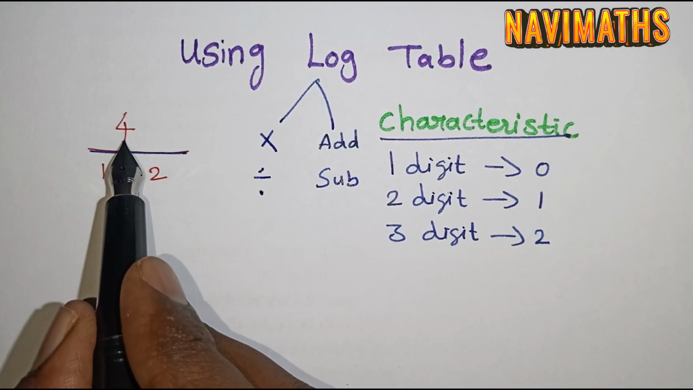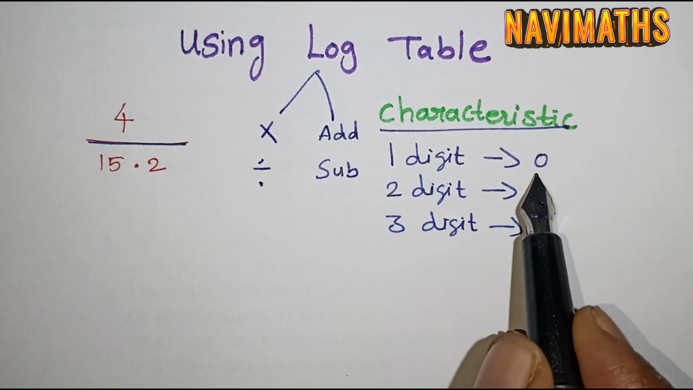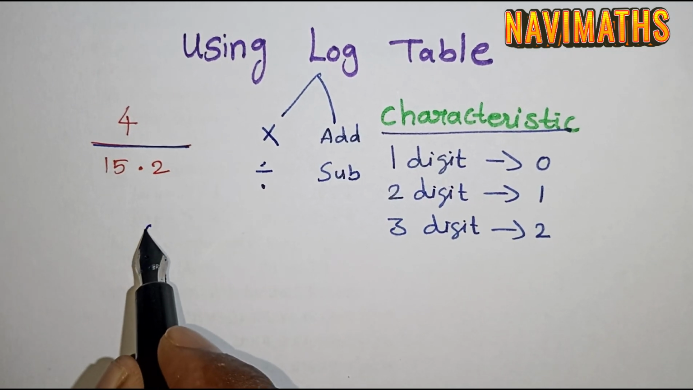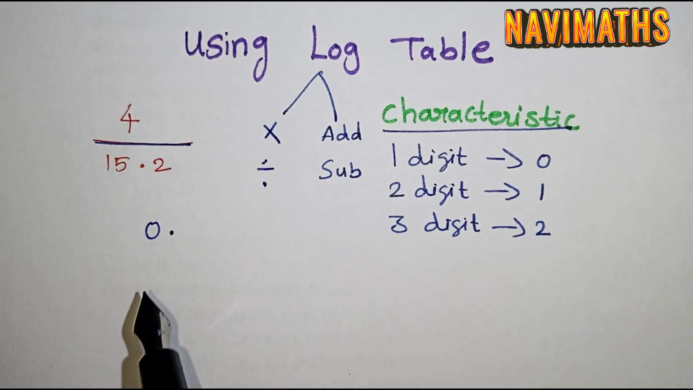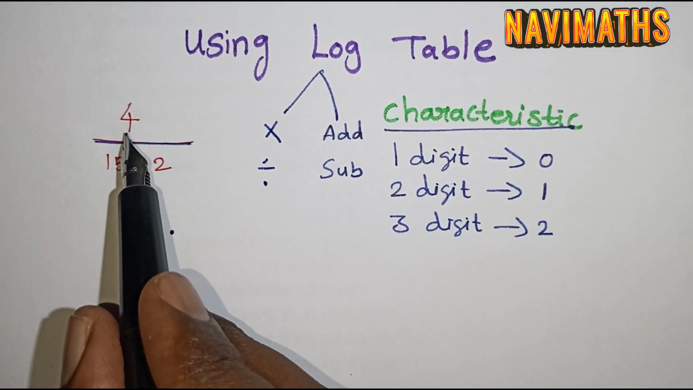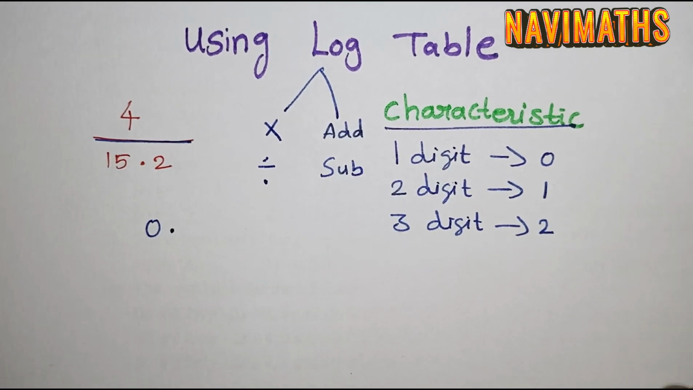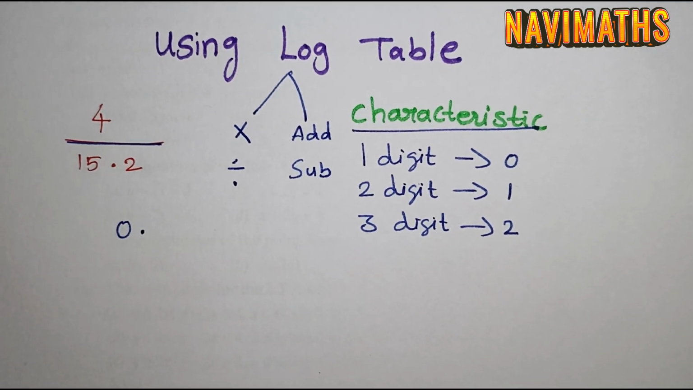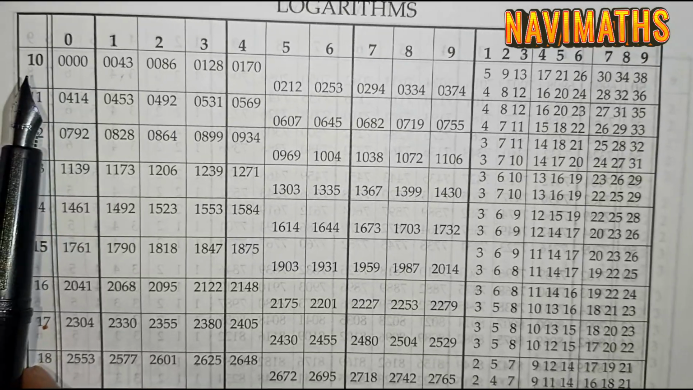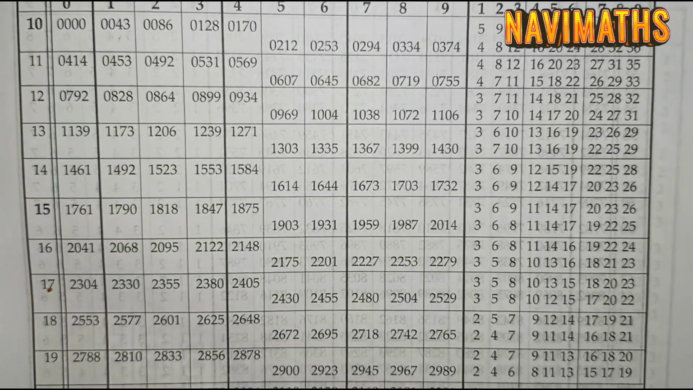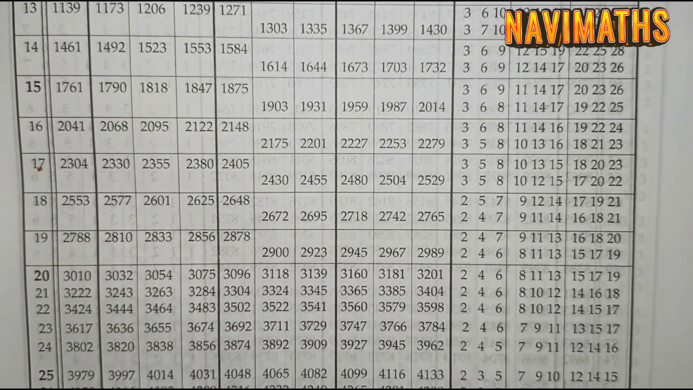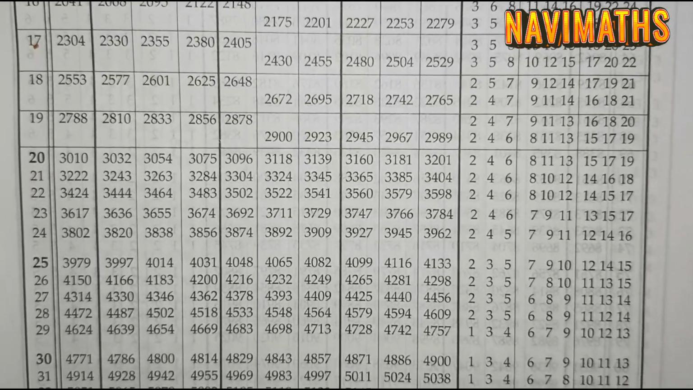Look at the first number 4. 4 is a one digit number, so we have to start the problem with 0. 0 is the characteristic value. Then for 4 we have to look into the table. The log table starts with a 2-digit number, but we want the value of 4. 4 means we have to go for 40 and 0.